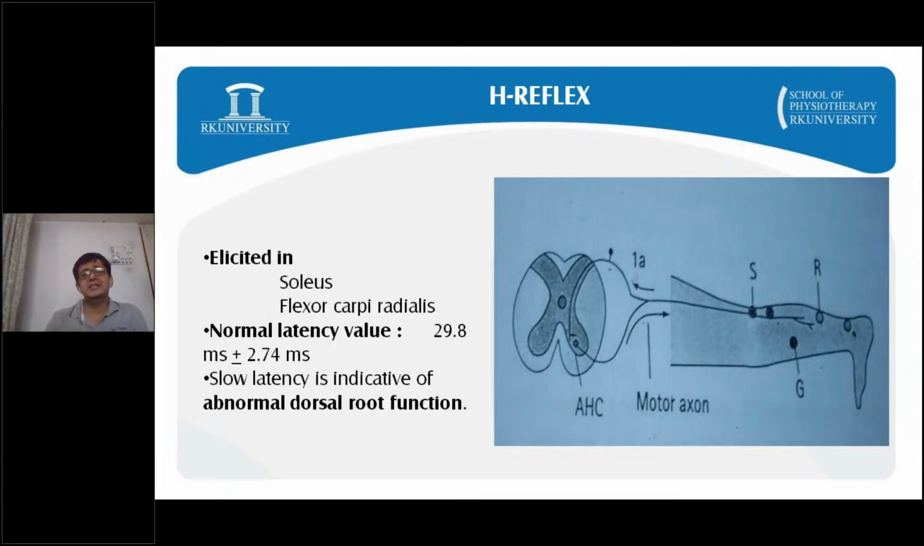Now it is elicited in soleus in lower limb, and in upper limb it is by flexor carpi radialis. Now the normal latency value is 29.8 plus or minus 2.74 millisecond. So if you add, it will be around 32.5 millisecond. So we can say that more than 32.5 is a problem in lower limb, but lesser latency is not a problem.